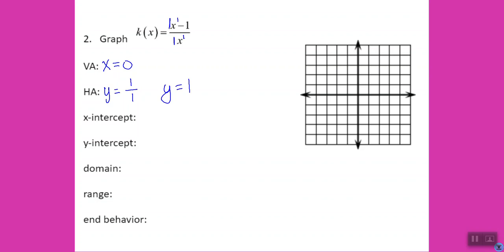Our x-intercept, we're going to set the numerator equal to 0 and solve. So x equals 1, so our x-intercept is 1, 0. Our y-intercept, there is none because our vertical asymptote is on the y-axis. So vertical is at x equals 0. Horizontal is at y equals 1. Our x-intercept is 1, 0. Let's go to Desmos to see what the rest looks like.